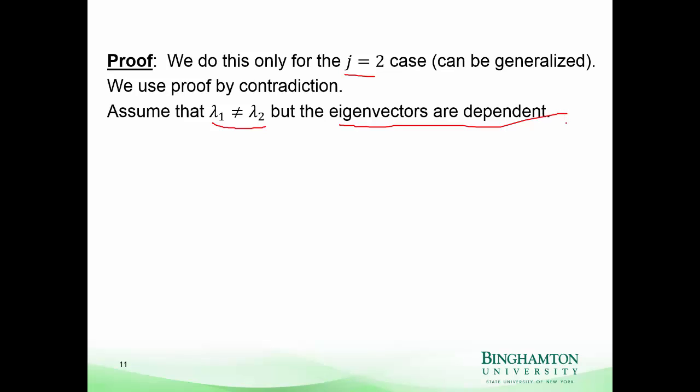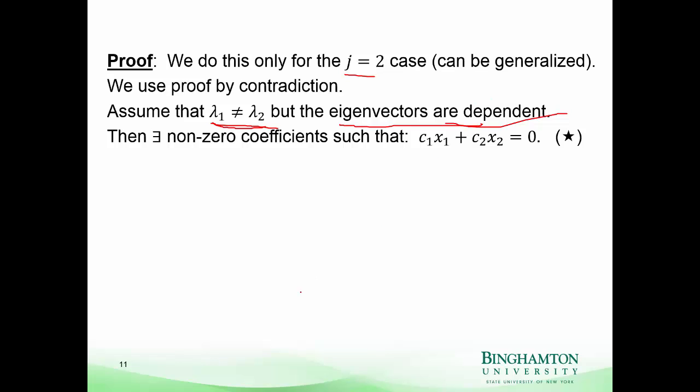This is the opposite of what we're trying to prove. So if we can go through and show that that assumption leads to something wrong, then this must not be true. Then that would mean that when the eigenvalues are different, the eigenvectors must be independent. So here we go. Let me clear off that ink if I can. I had to say it that way, didn't I?